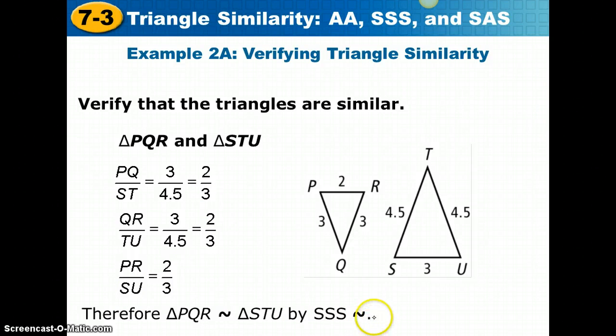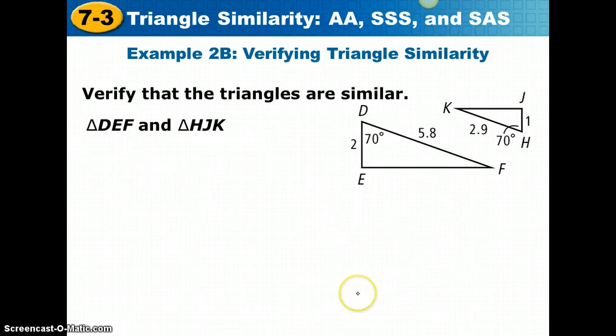Let's take a look at example 2b. We are given triangle DEF and triangle HJK. From the label here, D corresponds to H, E corresponds to J, F corresponds to K. So we want to check for similarity with either side, side, side, or side, angle, side.